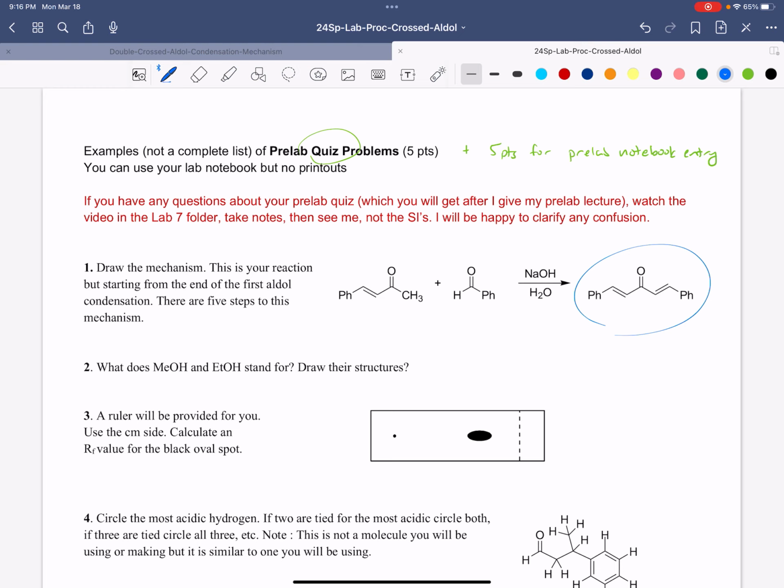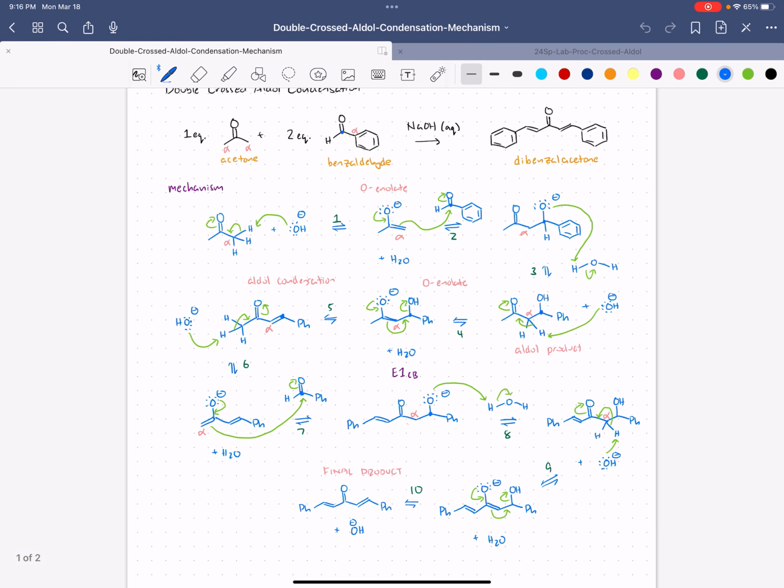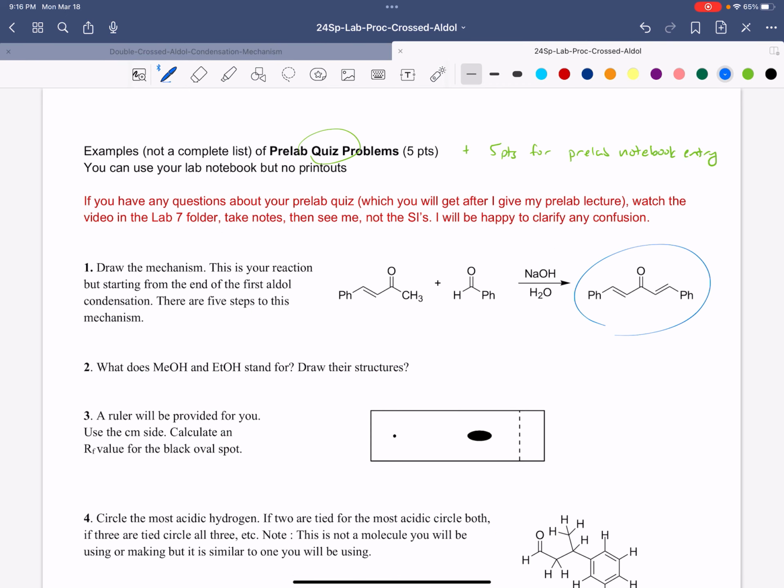And the mechanism that I showed you in another video, I think I have it here, is 10 steps. But I'm not going to ask you for all 10 steps. I'll pick out maybe 1 or 2 steps, and I'll draw the starting material and the final product or the intermediate that I want you to go to. So for this first problem, hopefully this looks familiar. This here is your product, dibenzalacetone. But I'm not starting from the acetone and benzaldehyde that you see in your procedure.